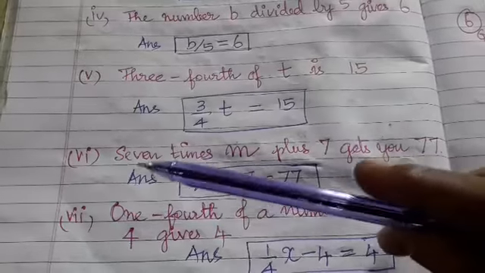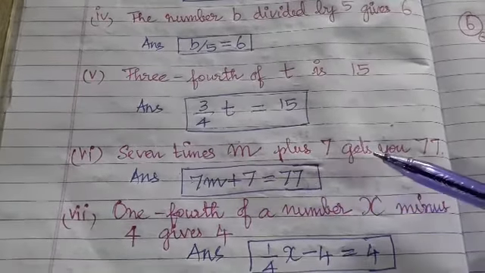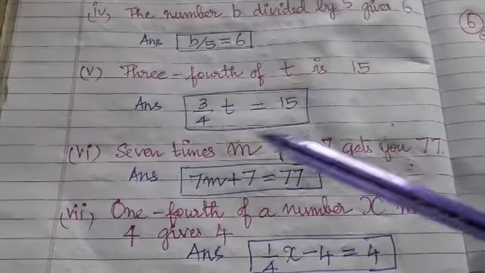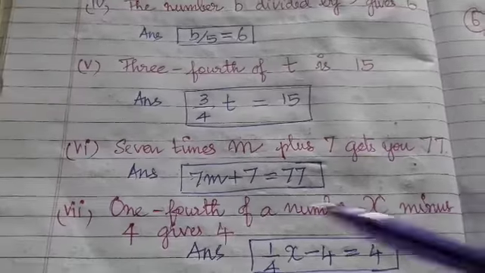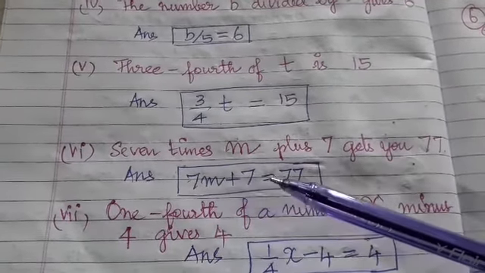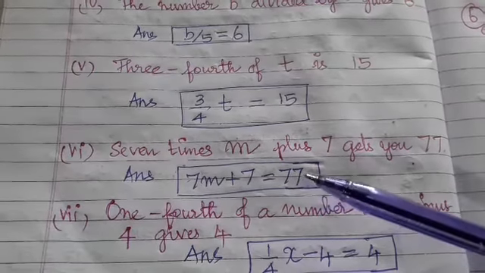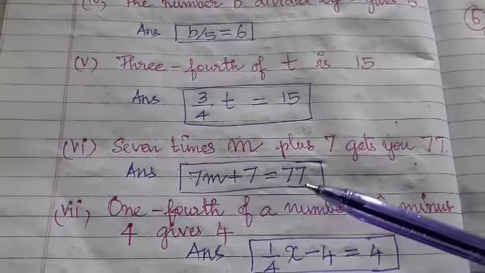And then sixth problem. 7 times of m plus 7 gets you 77. The answer is what? 7 times of m means 7m plus of 7 equal to 77. Your equation is 7m plus 7 equal to 77.